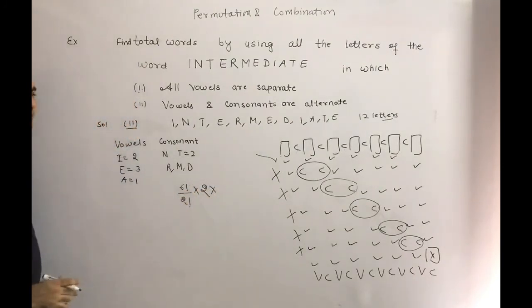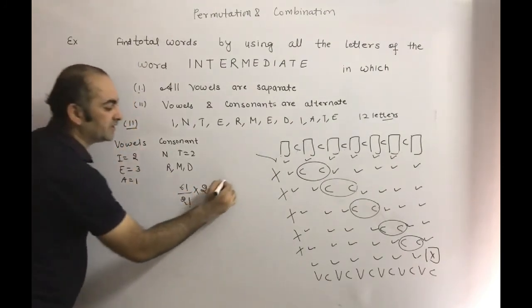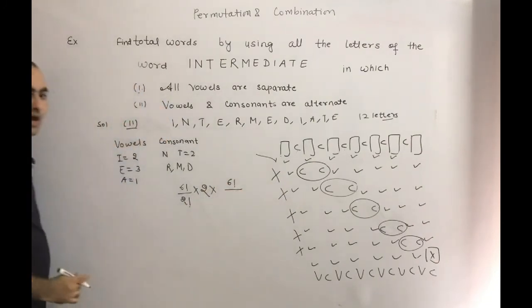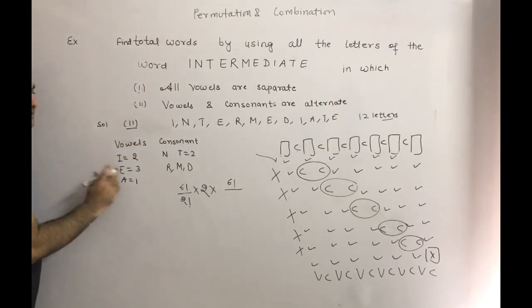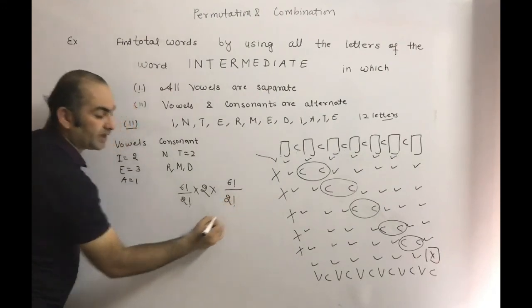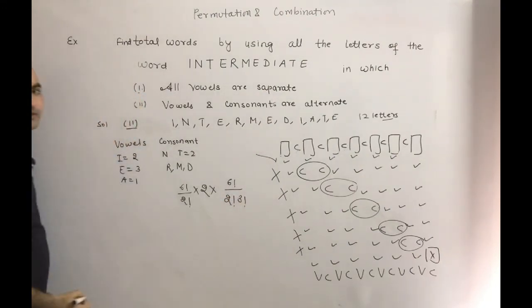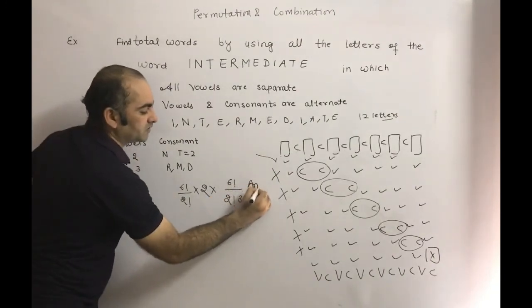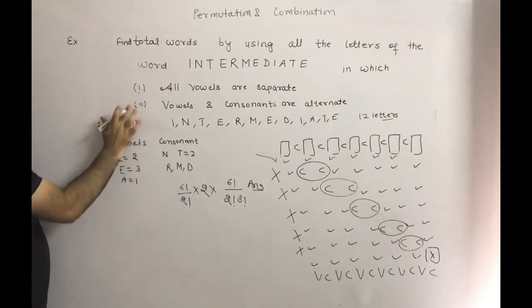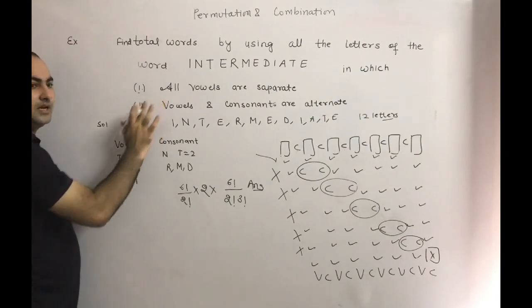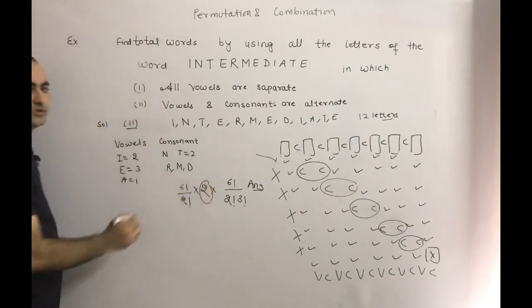Now you have to arrange the vowels. The vowels arrangement is 6 factorial divided by, out of 6 vowels, 2 I's are the same, so we divide by 2 factorial, and 3 E's are the same, so we divide by 3 factorial. So this is your answer. There is a difference between the first and second: in the first we get 7 cases, in the second we get only 2 cases. So that is your answer.